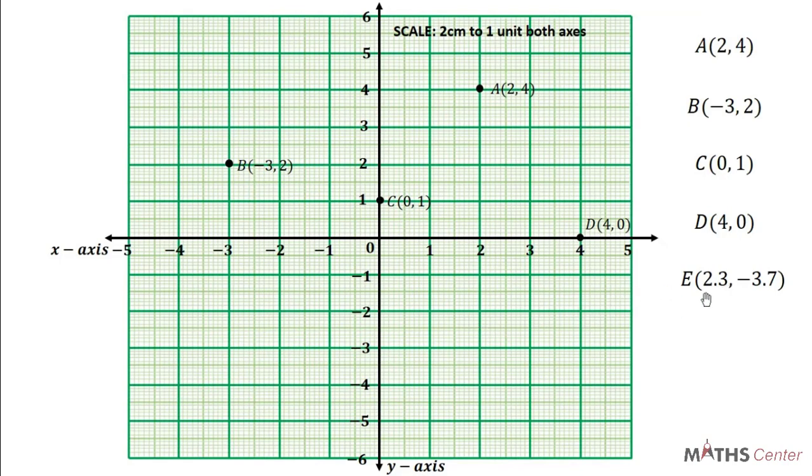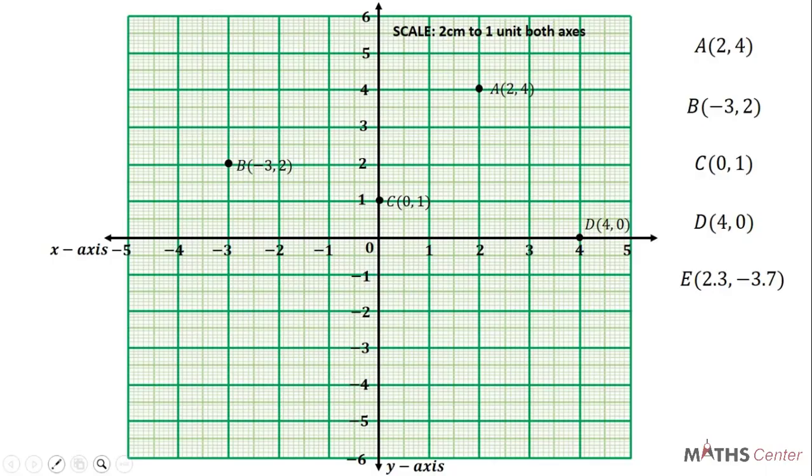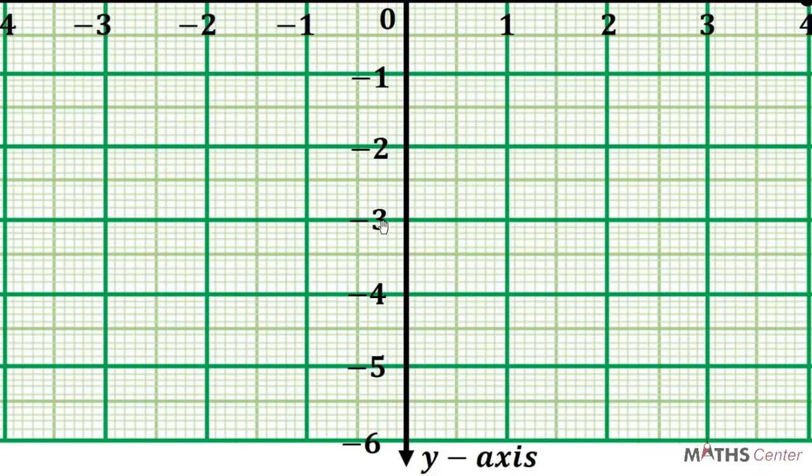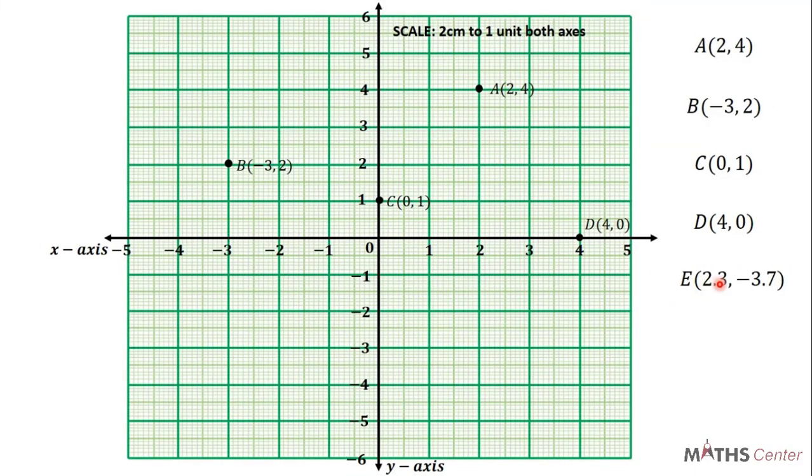So we go to the y-axis and we look for minus 3.7. When you zoom into minus 3, you will see that the next one will be minus 3.1, the next one will be minus 3.2, the next one is minus 3.3, we have minus 3.4, minus 3.5, minus 3.6, and minus 3.7. So to get minus 3.7, we have to count 7 boxes downwards from 3. So now we have identified 2.3 and minus 3.7.